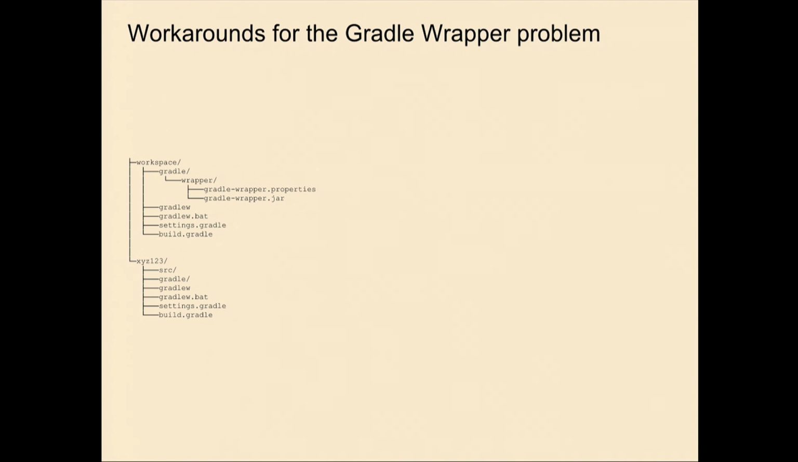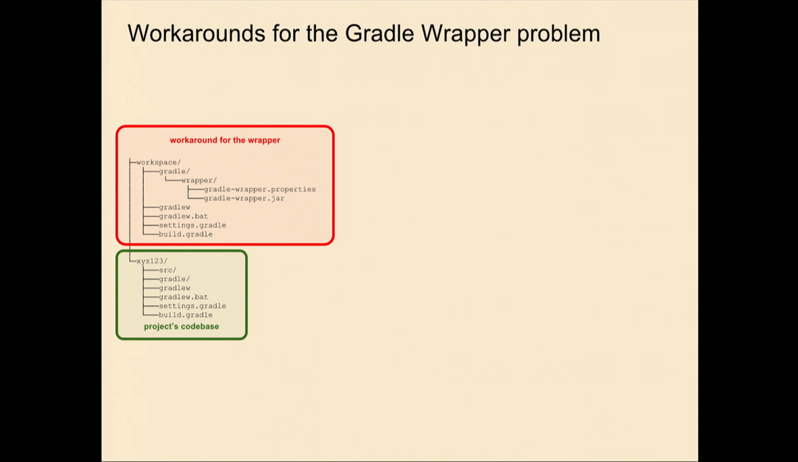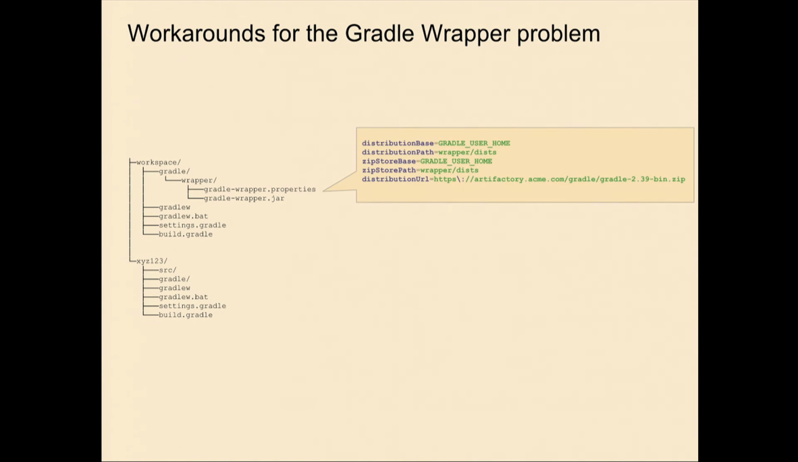Well, what we did is this. You have the real project, and then you have a project right next to it, which is a workaround for the wrapper. In this project, in the wrapper properties, you point to your internal repository, and then in the settings, you just include flat the project right next to it. It works, it's ugly.